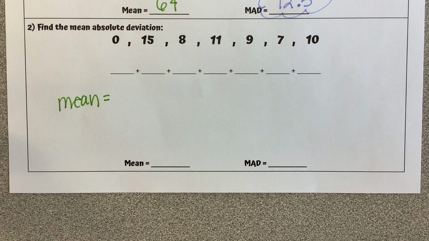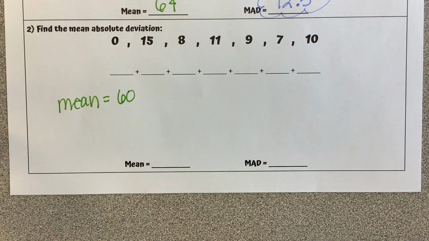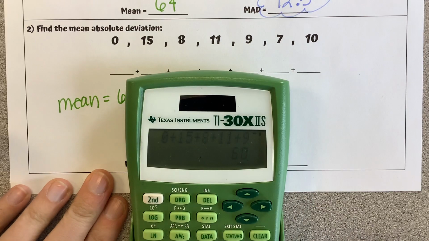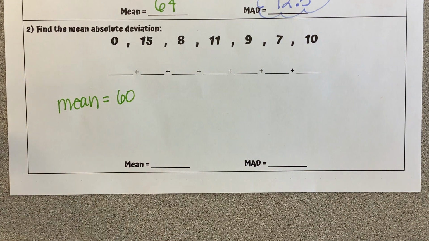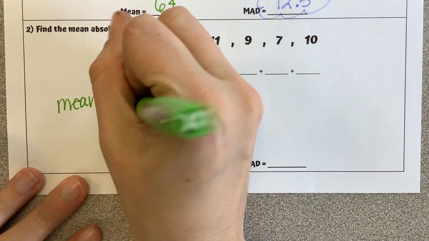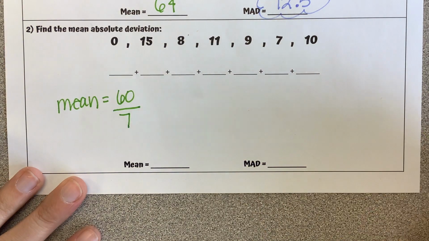So 0 is included. 0 plus 15 plus 8 plus 11 plus 9 plus 7 plus 10. Okay, that is 60. My biggest recommendation is double check when you're plugging this in, or if you're using a scientific calculator, pay close attention to the numbers as they're going in. Because if your mean is wrong, then all the work that you do after is going to be wrong. Divided by, there's 1, 2, 3, 4, 5, 6, 7 values.